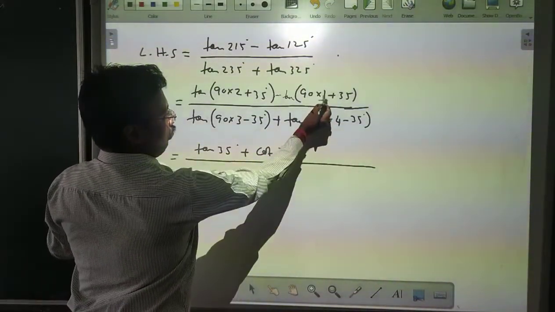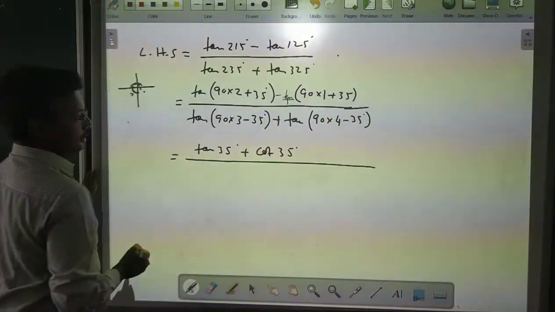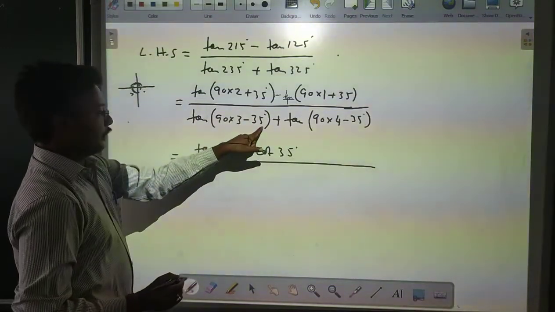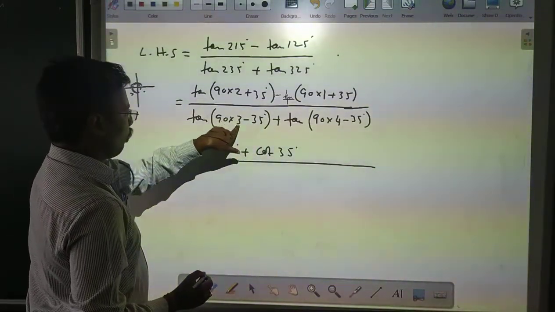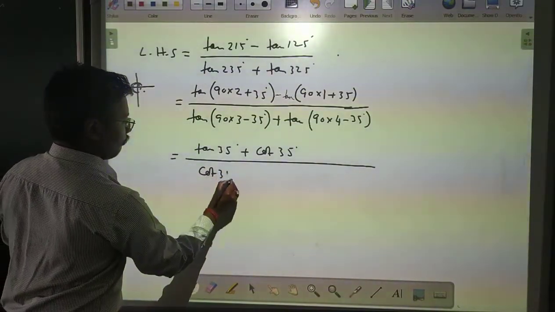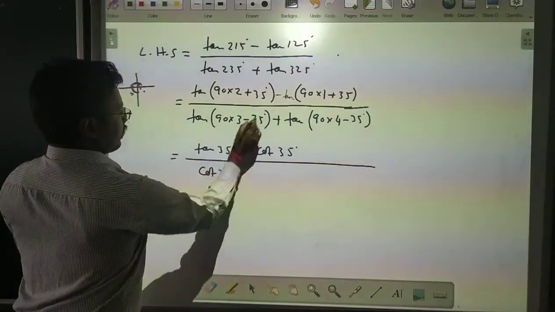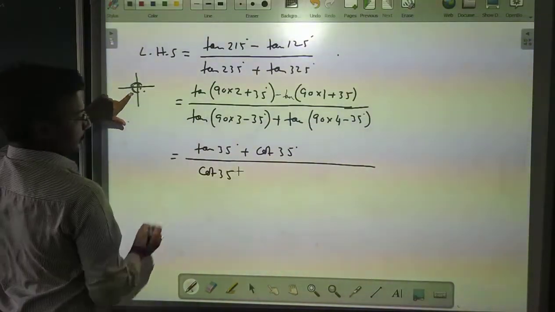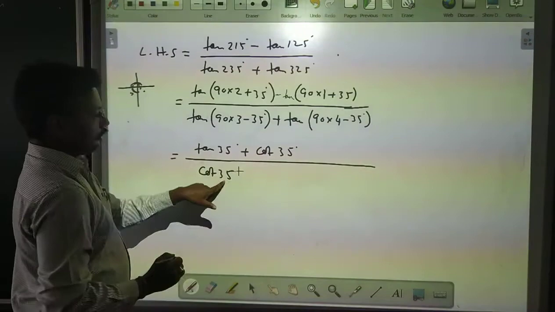Why? Because of the odd number, we need to change the trigonometric ratio. Now here we have tan of 90 into 3 minus 35. So this number is odd, so we change this trigonometric ratio into cot. Now this angle is coming in the third quadrant. Third quadrant is positive for tan. The answer is cot 35.